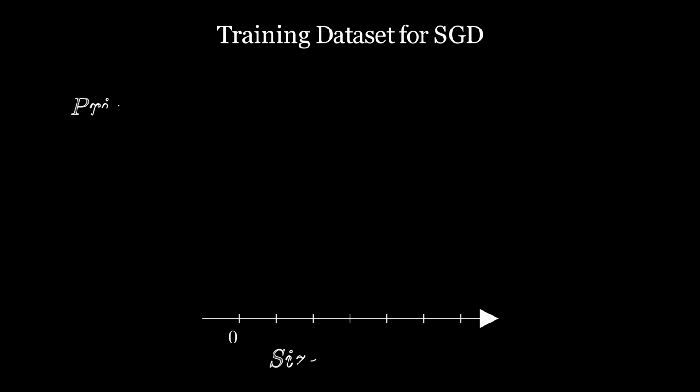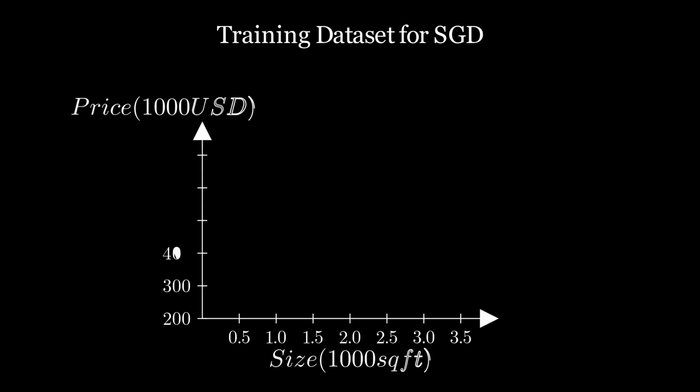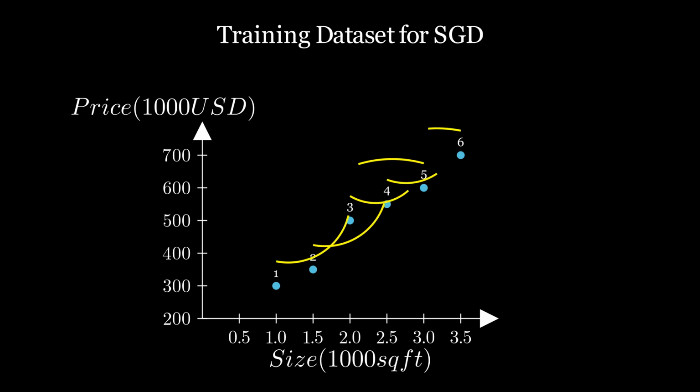Stochastic gradient descent, or SGD, takes the opposite approach of batch GD by using just one random training example for each gradient update. Let's use the same house price dataset we saw earlier, but now we'll process it differently for SGD. In SGD, we'll process these points one at a time in random order, unlike batch GD which uses all points together.